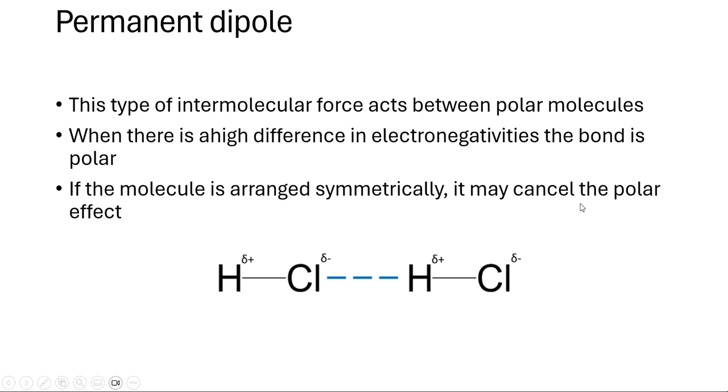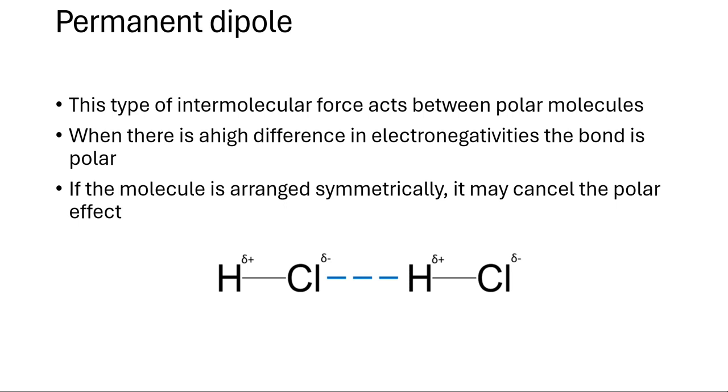Permanent dipole. This is the second strongest type. It is a type of intermolecular force that acts between polar molecules. When there is a high difference in electronegativities, the bond is polar. If I have something electropositive and something electronegative, there's a big difference in electronegativity, which means the electrons in the covalent bond are pushed more towards one atom. Because of that, you have a delta plus and a delta negative.